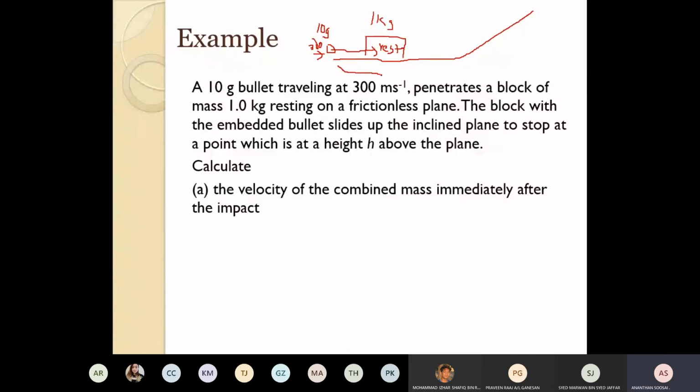This is a frictionless surface, no friction. So the block and the bullet rise up this inclined surface to a certain height. The bullet is embedded inside. So it rises a certain height of h. This is the h. So this is the question: what is the velocity of the combined mass immediately after the impact? After the bullet strikes into the block, what velocity does it move forward with?